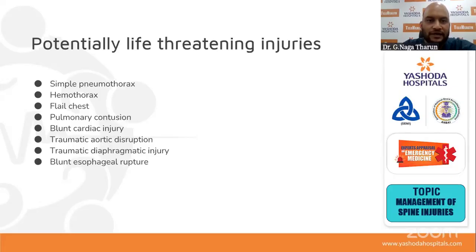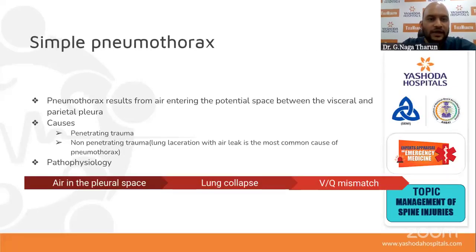It can lead to subcutaneous emphysema, hypotension, and the patient lands up in cardiac arrest. Coming to simple pneumothorax, it results from air entering the potential space between the visceral and parietal pleura. Causes are blunt trauma to the chest, penetrating injury, and non-penetrating trauma like lung laceration with air leak, which is the most common cause. In the pathophysiology, air in the pleural space leads to lung collapse, and that leads to VQ mismatch.